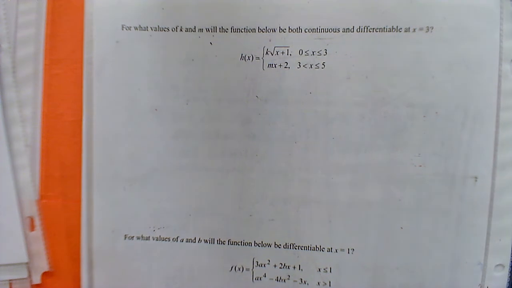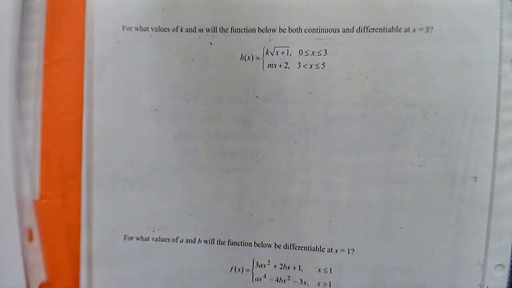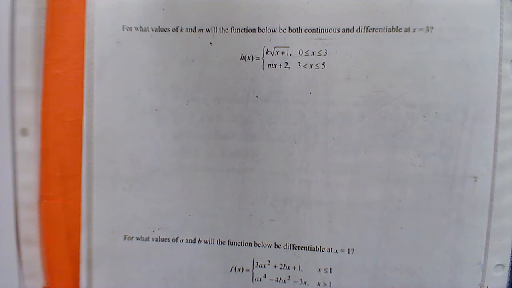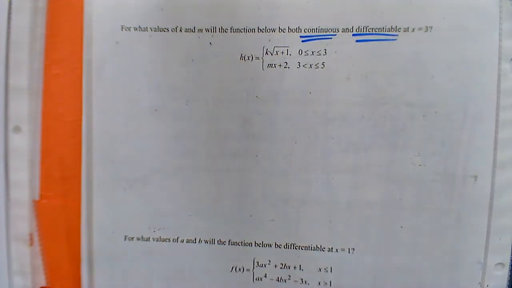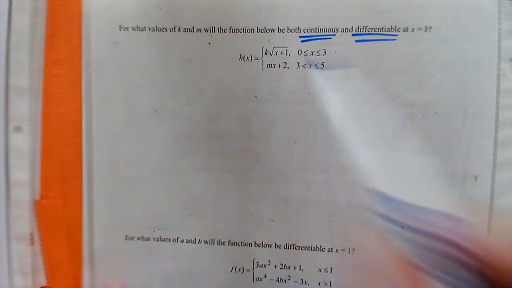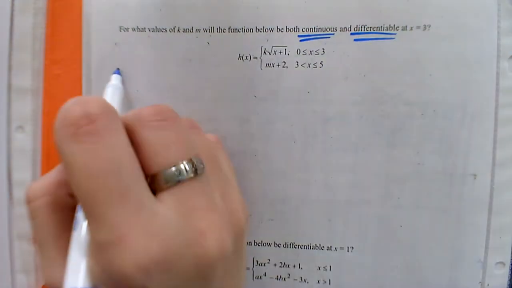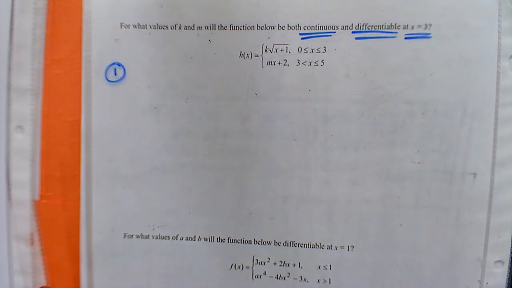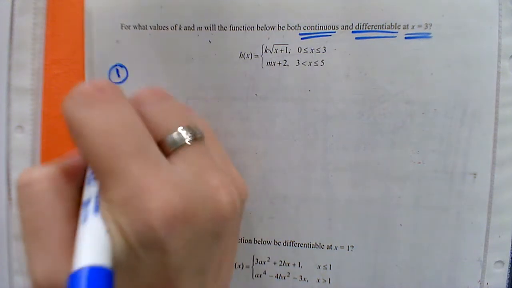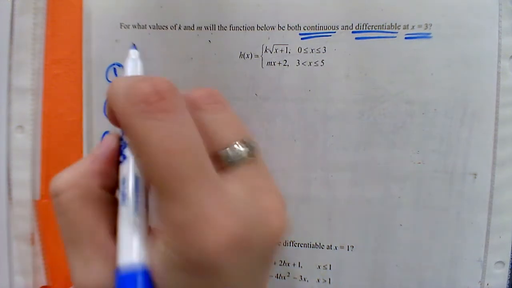For what values of k and m will the function be both continuous and differentiable? So we have to check 2 things, okay? There's no hole, no jump, no asymptote, but there's also no sharp point, no endpoint, no vertical slope, something like that. Maybe we'll start with continuity first. How do you want to check for continuity, specifically at 3? Yeah? Point, and then the second one would be the limits, and then see if they match up. Yep. Okay, we're going to use our 3-part definition for continuity.